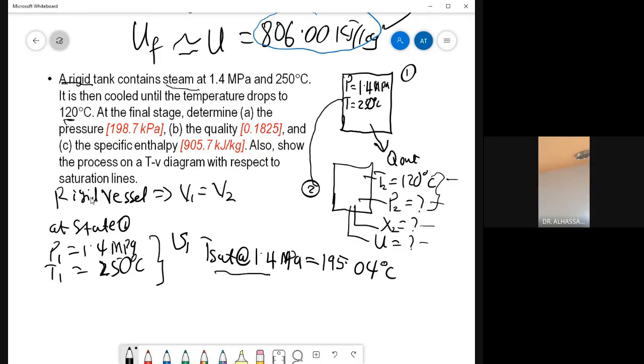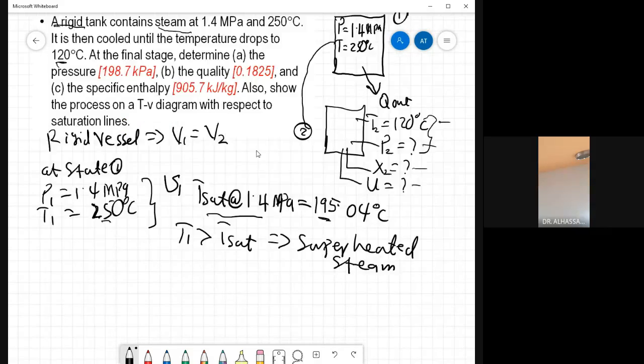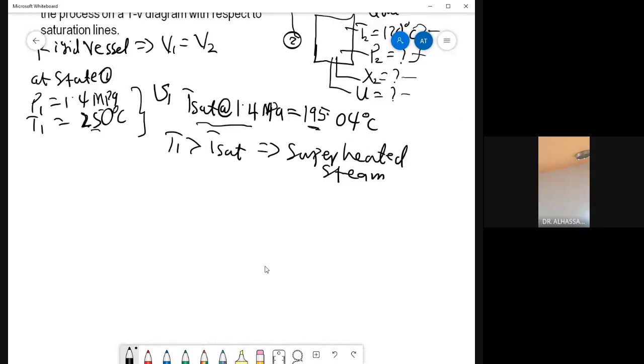So now, if we compare this temperature and the given temperature, we can conclude that T1 is greater than T saturation. So this implies superheated steam. If this is superheated steam, then we need to go to the superheated table and look for the specific volume. So you go to the table, so specific volume V1 equals what at the superheated table?